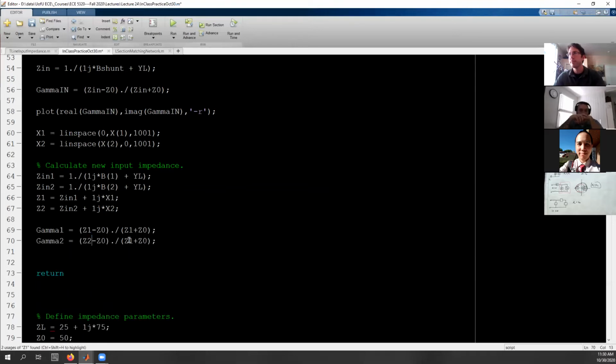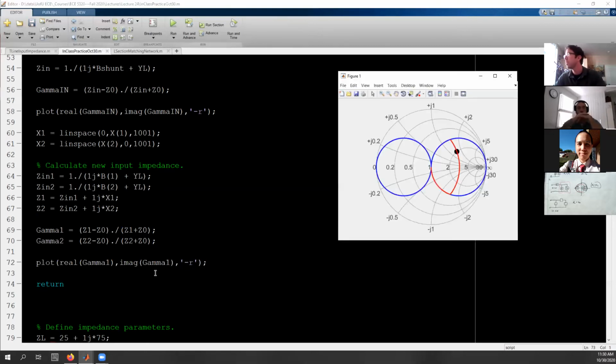Gamma 2. So let's try this guy here, gamma 1. Assuming I didn't make any silly mistakes, we should see an arc like that. There you go. So you see what I've done. Sorry, that was a lot of little steps. All I'm trying to do though is just play connect the dots, right?